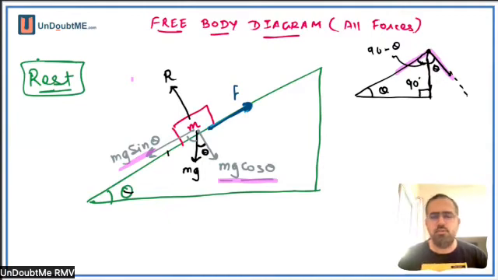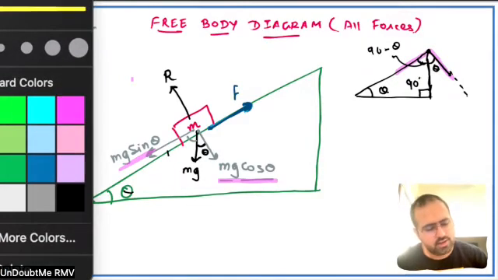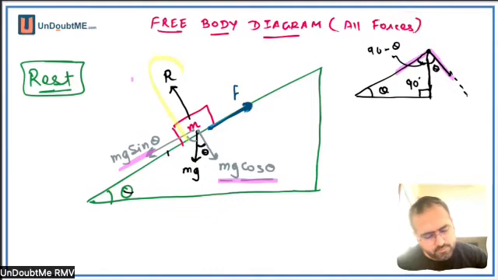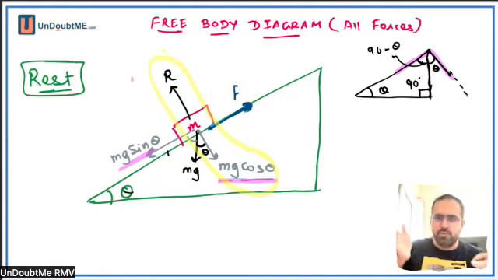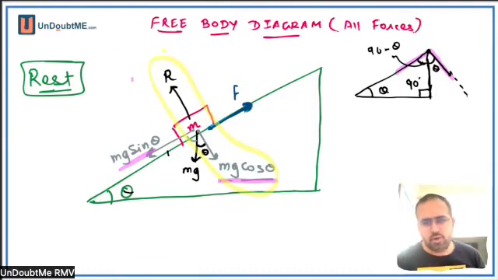Rest means the block is not moving. So the net horizontal force and net vertical force will be equal to each other. Like the net vertical force, what all forces can you see vertically? The reaction force and the... Because now you have to assume the whole tilt, vertical and horizontal, will be as per that tilted angle. So this is the vertical force.